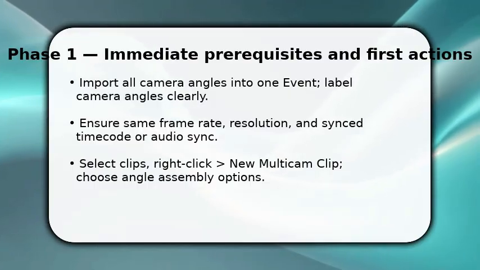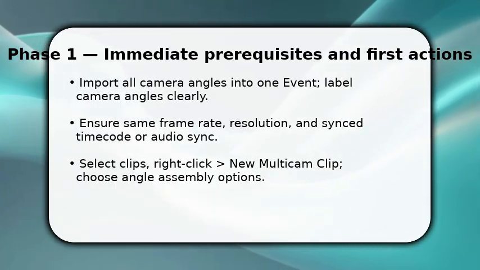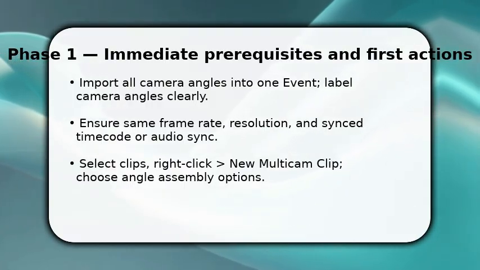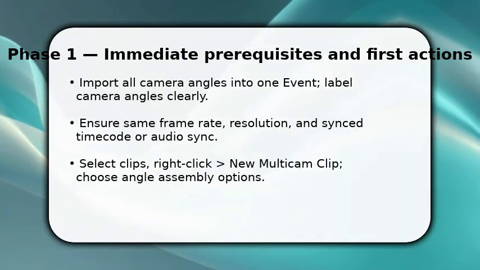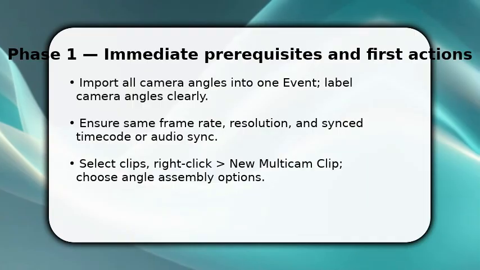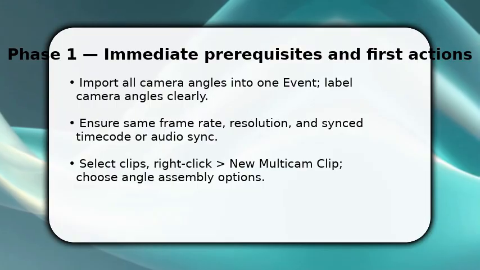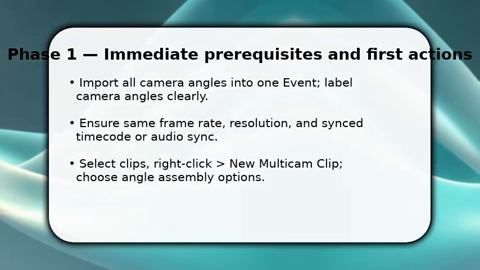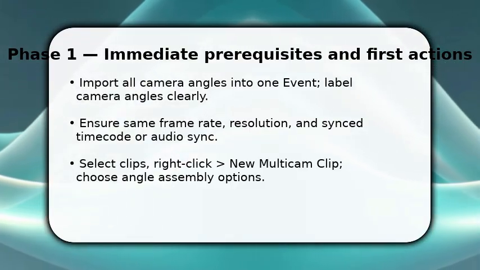You start by gathering clips that share frame rate and resolution, then import them into one event so Final Cut can manage them. Once done, select matching takes and make sure they're timecode synced or use audio sync for accuracy. Now, right-click and choose New Multicam Clip, select angle assembly settings like using timecode or audio, and set snapping preferences. This creates a single linked multicam asset so you can switch angles smoothly during editing.